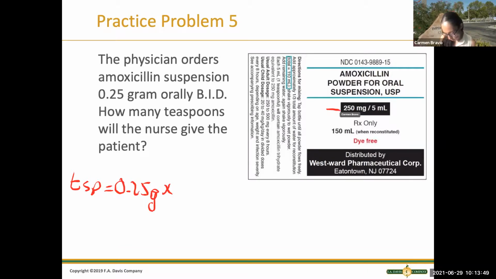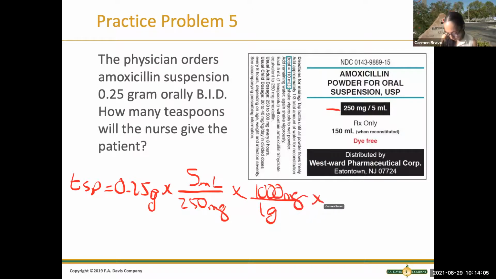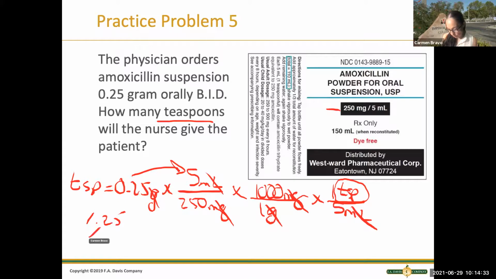And then my dosage strength, which is 250 milligrams per 5 mLs, and I have to be able to cancel out, so I have to convert that gram into milligrams. And then I also have to add a conversion factor for the teaspoon. So it's going to be 1 teaspoon per 5 mLs. Now I'm good to cancel grams and grams, milligrams and milligrams, mLs and mLs, and I'm left with the teaspoon. So once I do this, it's going to be 1.25 times 1,000.